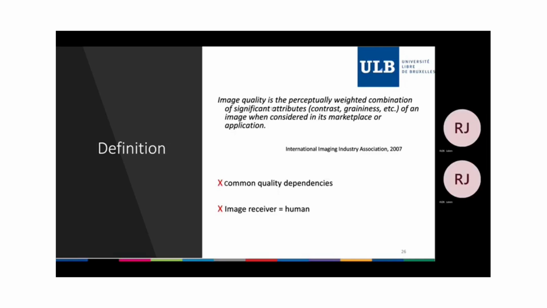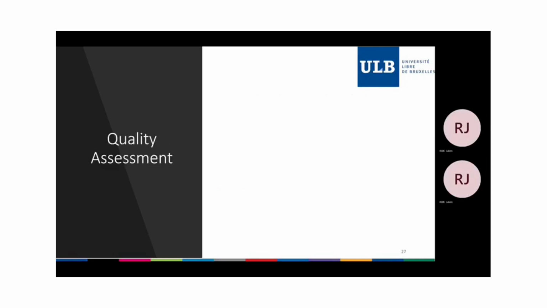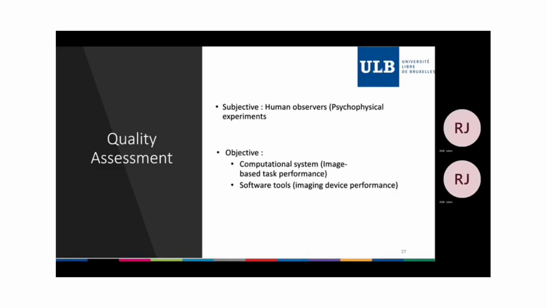But how is quality assessment done? It could be done by one or more methods. In a subjective way, such as psychophysical experiments involving human observers, and in an objective way, such as quantifying the performance of an image-based task done by a computational system. Or another method is to assess the performance of the imaging device on target images using software tools.